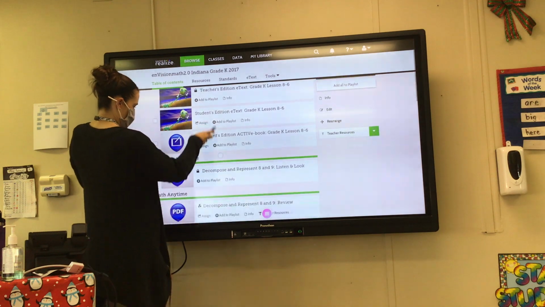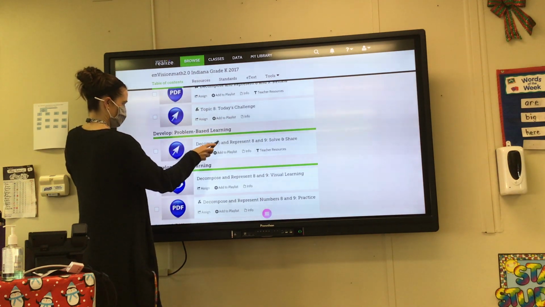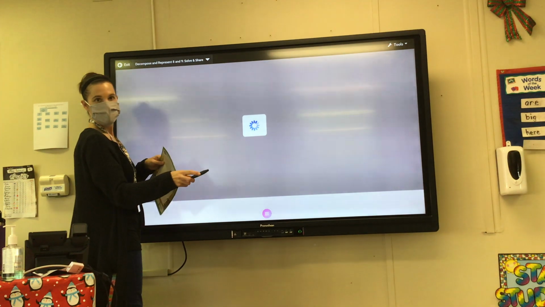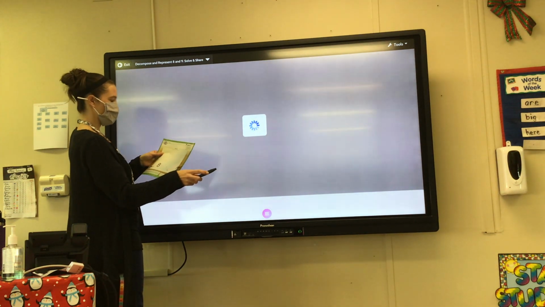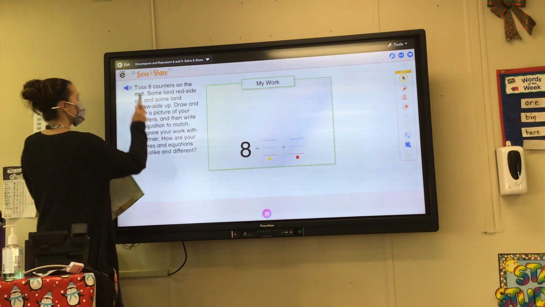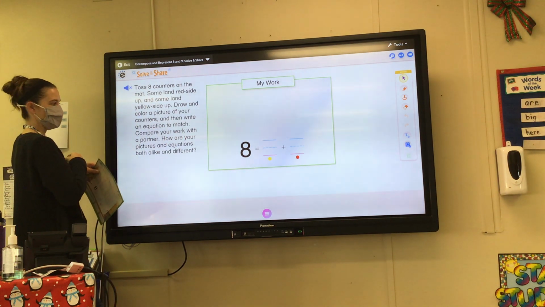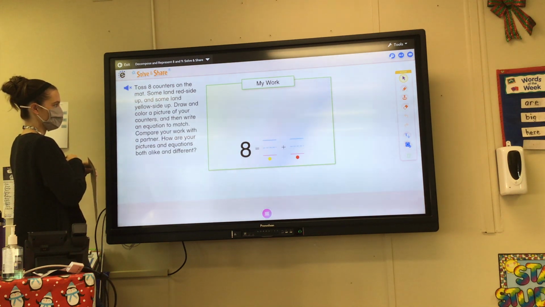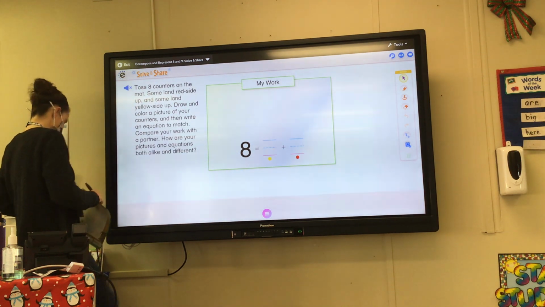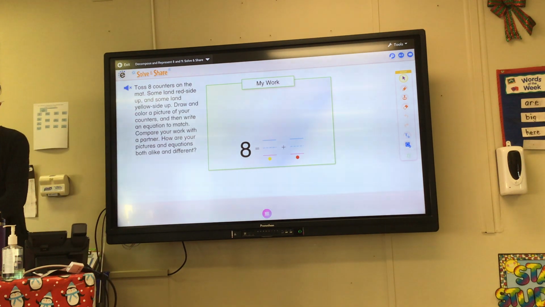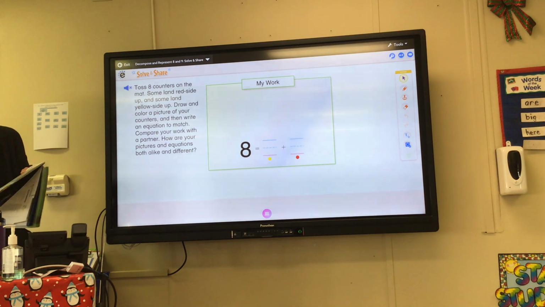Okay, let's look at the front page now. I'm going to pull this up. It says my work. So let's listen to what we have to do on the front page. Toss 8 counters on the mat. Some land red side up, and some land yellow side up. Draw and color a picture of your counters and then write an equation to match. Compare your work with a partner. How are your pictures and equations both alike and different?